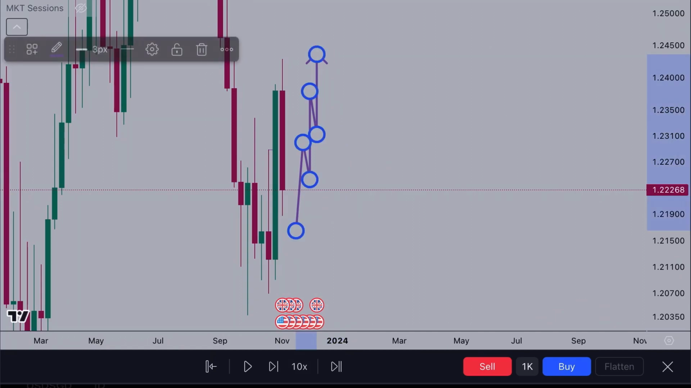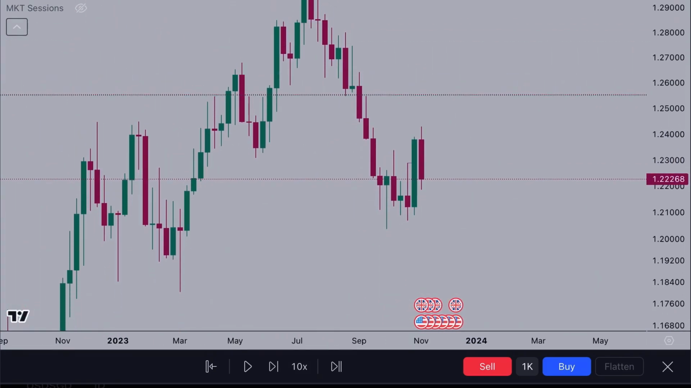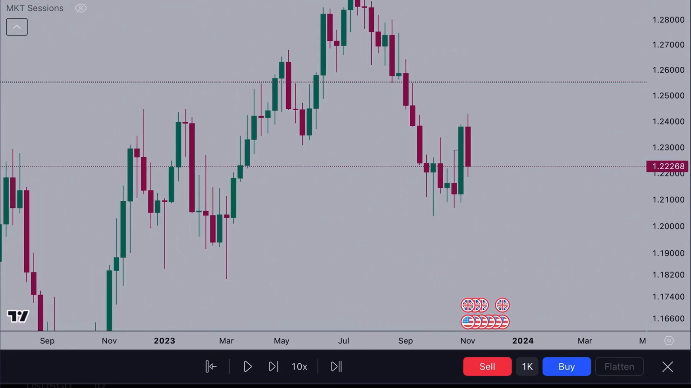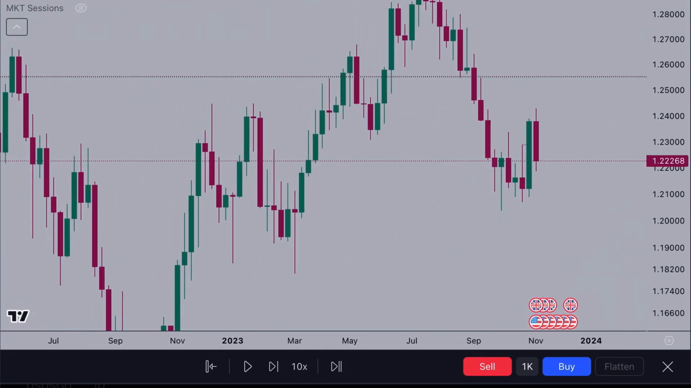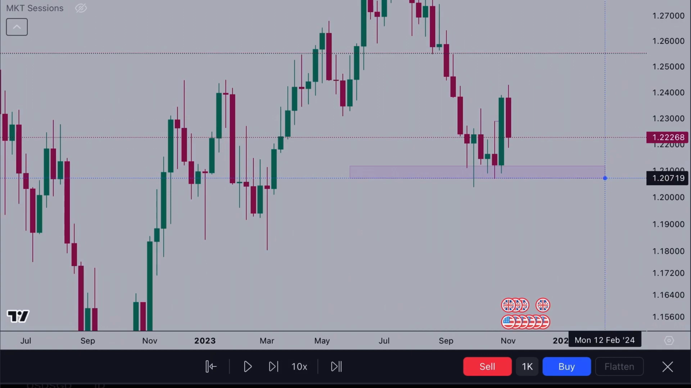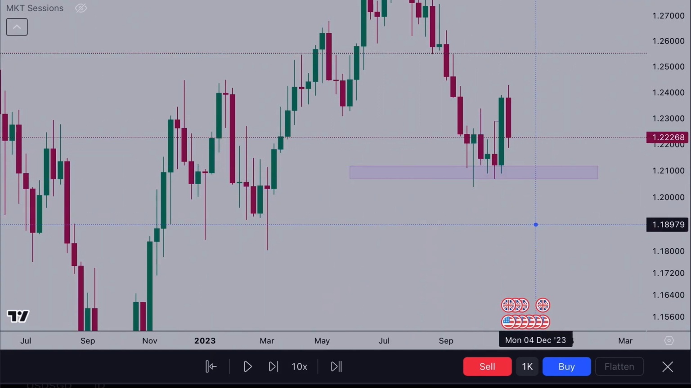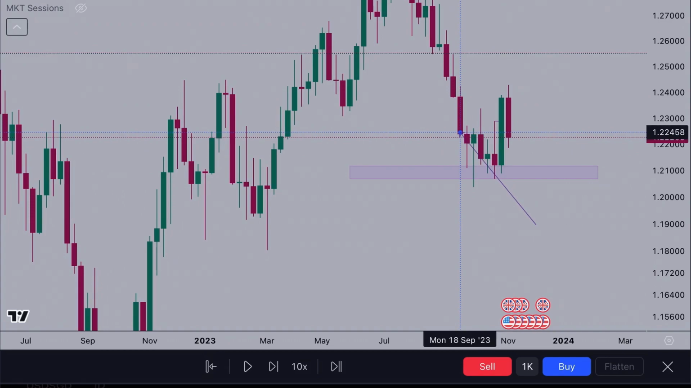On the weekly, I identify my support and resistance that could be of influence. Right here, we see price came back down to this support area and formed a bullish engulfing. As you can see, price came all the way back down to this support area, followed by a bullish engulfing. This bullish engulfing engulfed all these previous candles.